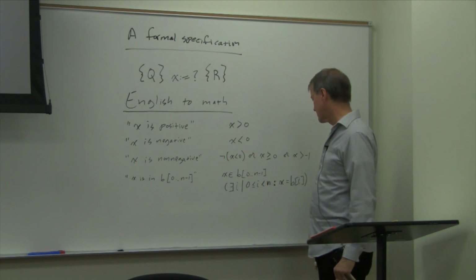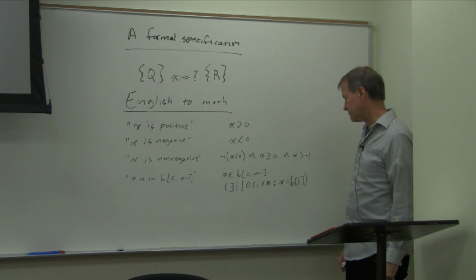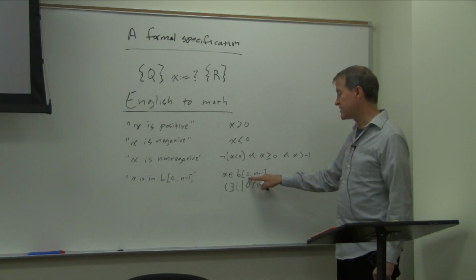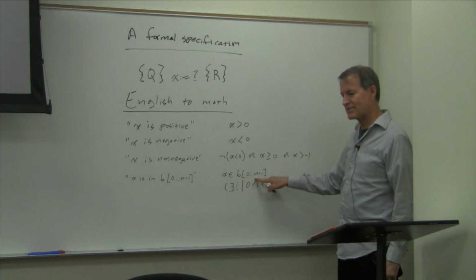Inside the element of B, are those the 0 dot dot n minus 1? Are those values or are those indexes? No, the answer is these 0 dot dot n minus 1s are not values, they are indexes. They're indices.